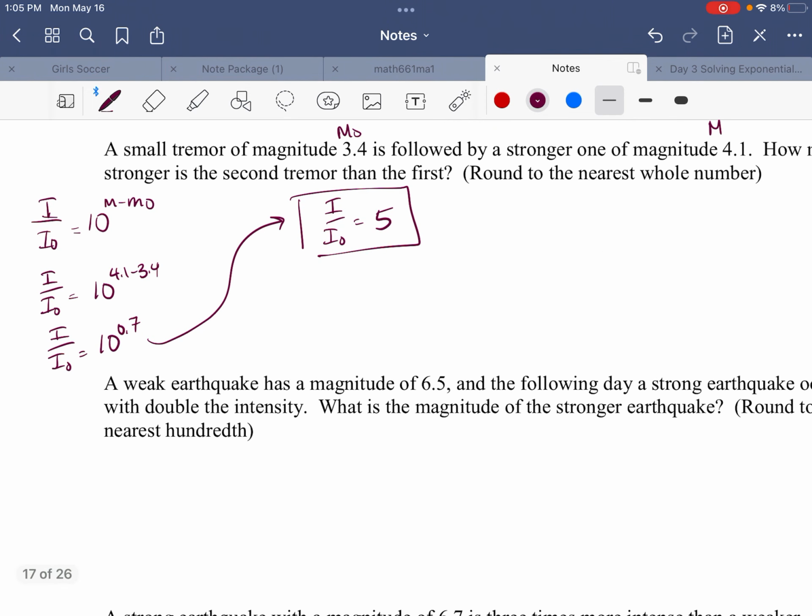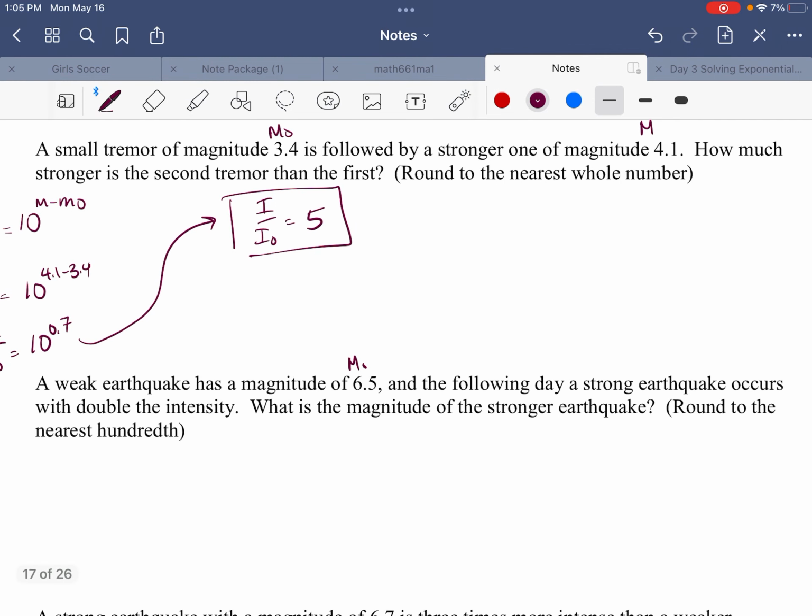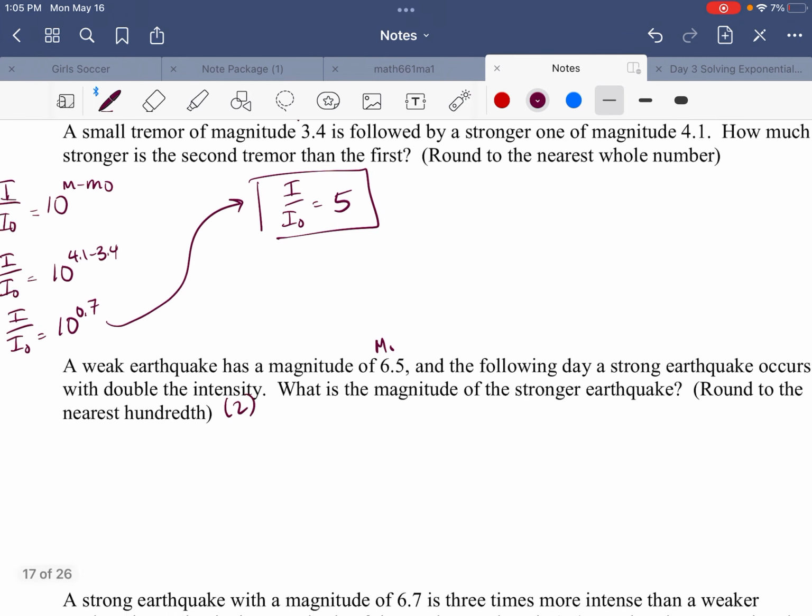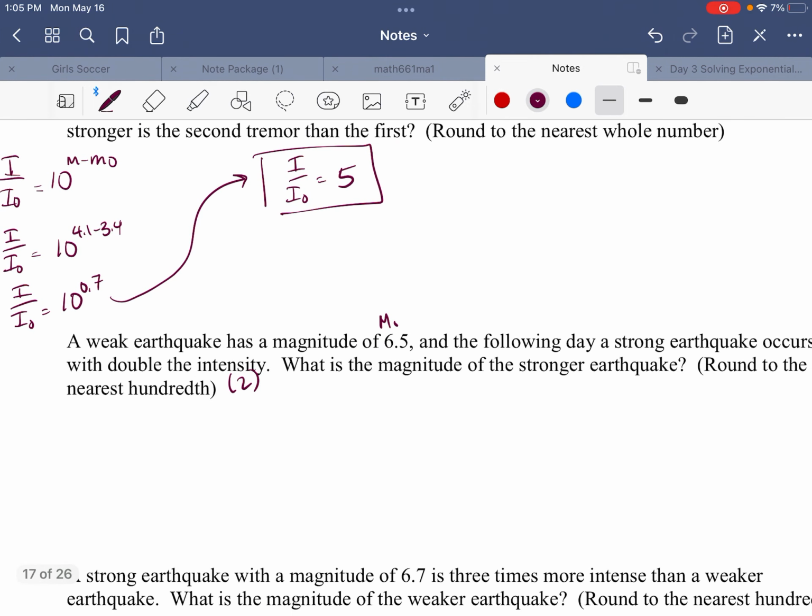A weak earthquake has a magnitude of 6.5, so that's our M0. And the following day, a strong earthquake occurs with double the intensity. So our intensity is 2. So what is the magnitude of the stronger earthquake? So in this case, we get 2 is equal to 10 to the M minus 6.5.